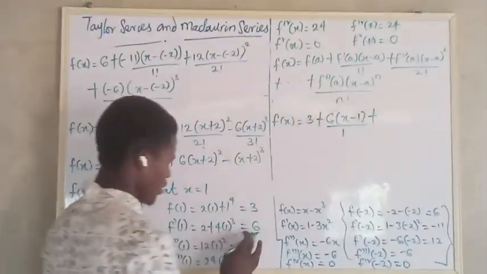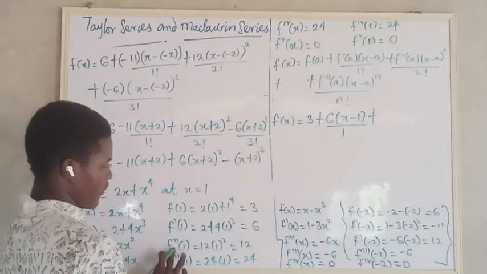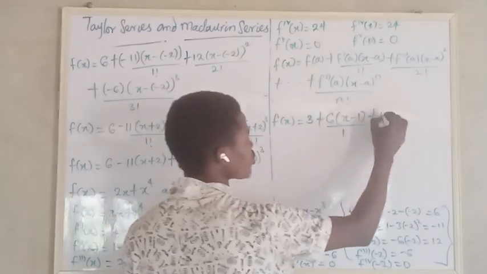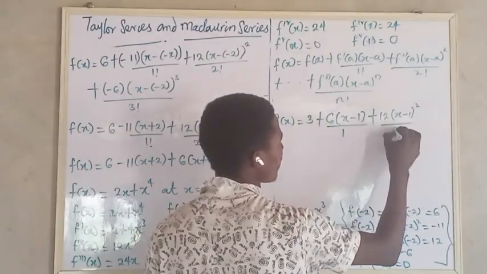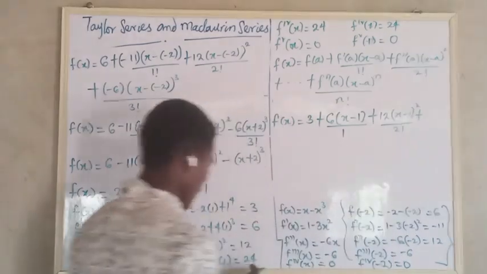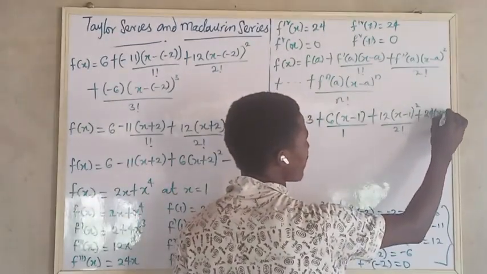So plus the next value, which is 12. That's f prime prime, which is 12. So 12 multiplied by x minus 1 raised power 2 over 2 factorial, plus next value is 24. So we have 24 x minus e.